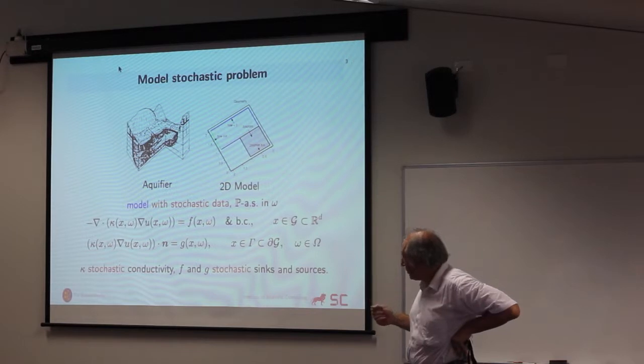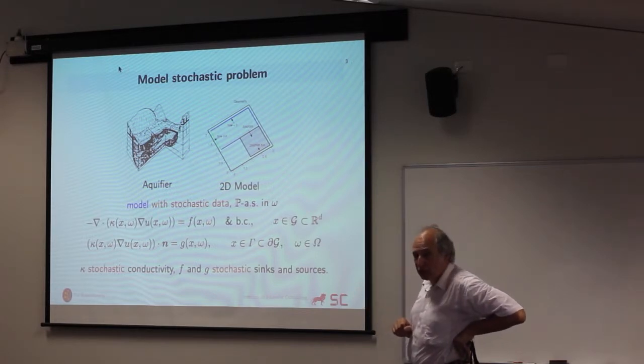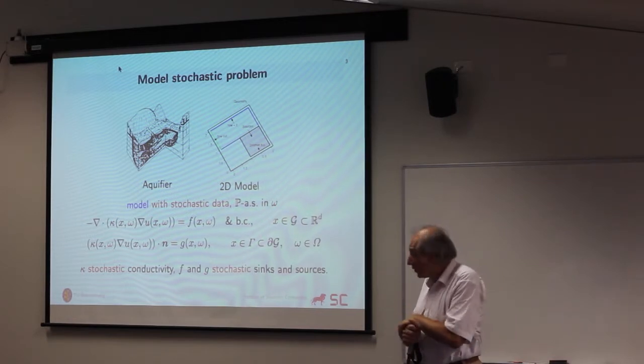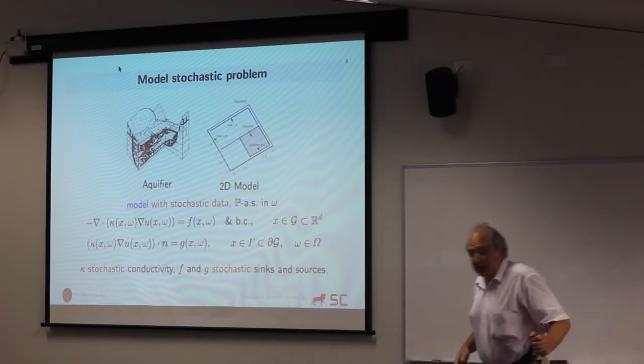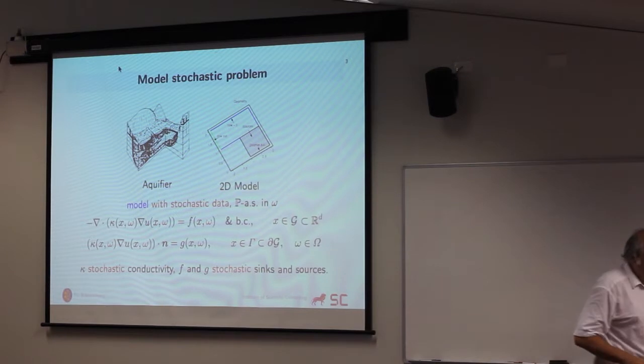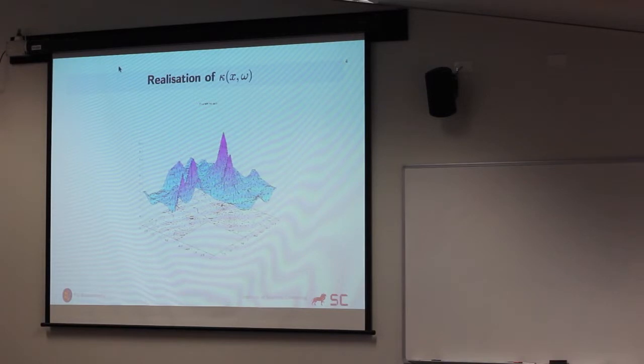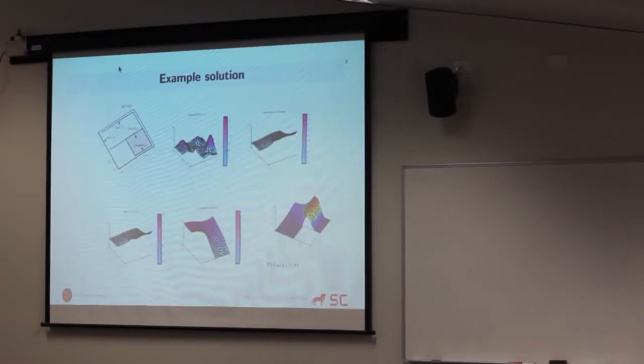or external actions, then of course the solution, the u of x and omega, the variable describing the state of the system, will be random too. And so the first thing is to determine this u depending on the inputs. So this is a possible realization of this field kappa, generated by methods that I will explain in a second.